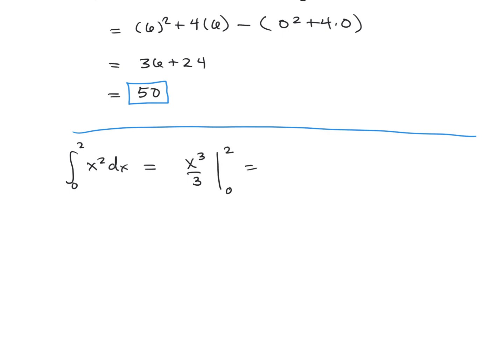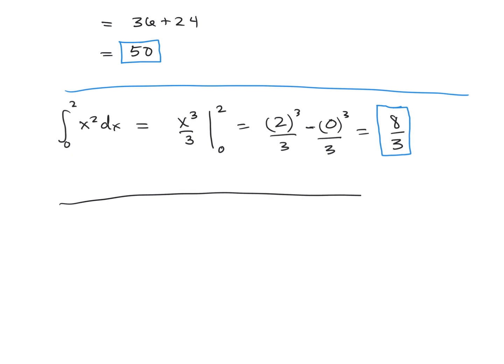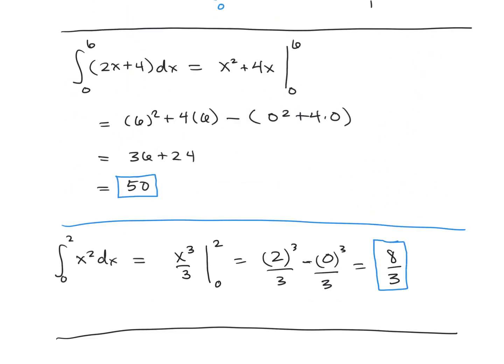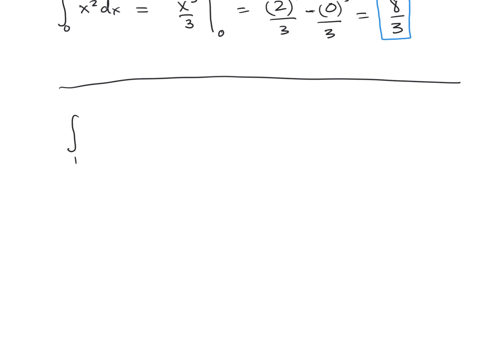So that's going to be 2 to the third power divided by 3 minus 0 to the third power divided by 3. And that's going to just make 8/3. That is another problem that we saw earlier. We used Riemann sums to figure this out. And then finally, something a little different. It's going to be the integral from 1 to 4 of 6 times the square root of x with respect to x.